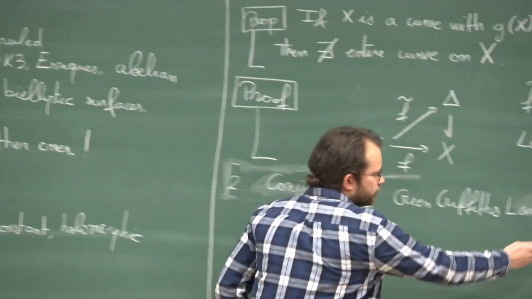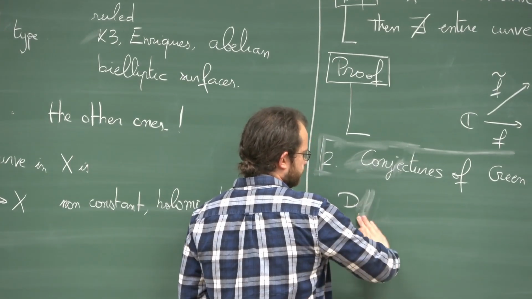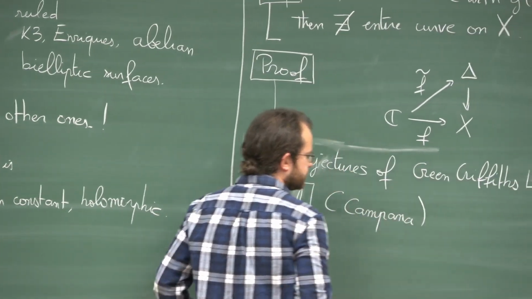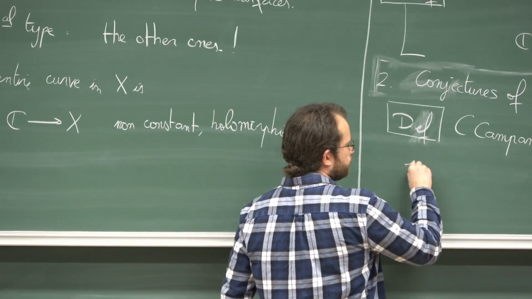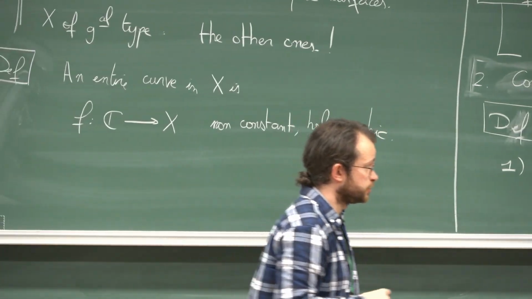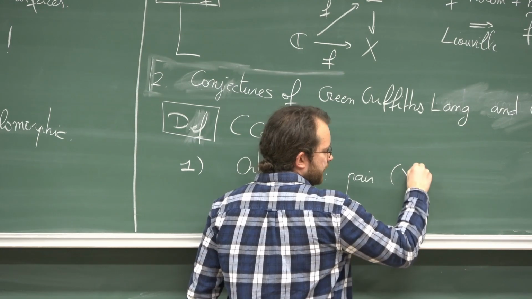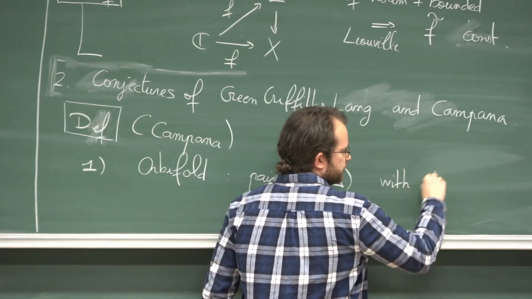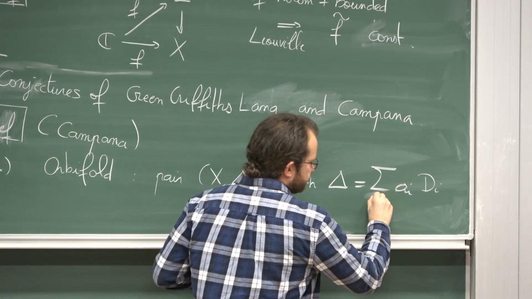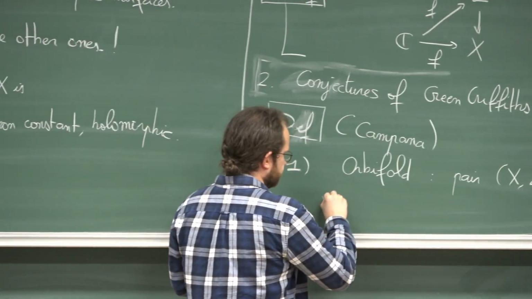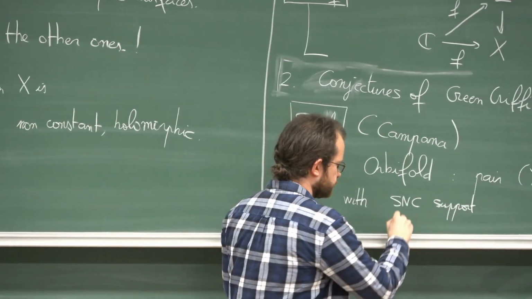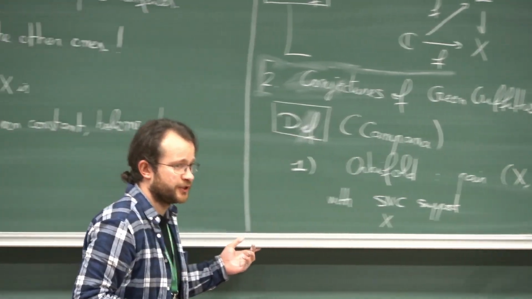And I need first to recall a bit of Campana's theory of orbifolds and special varieties. So in this setting, what we call an orbifold, so it's not a stacky orbifold, it's an orbifold in Campana's terminology. It is simply a pair (X, Δ) with Δ a finite sum of prime divisors on X with simple normal crossing support. I will pick X smooth, so if you take only the support of Δ, you get a smooth log pair.